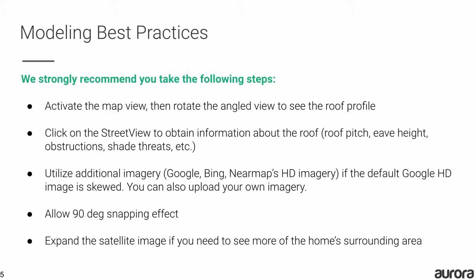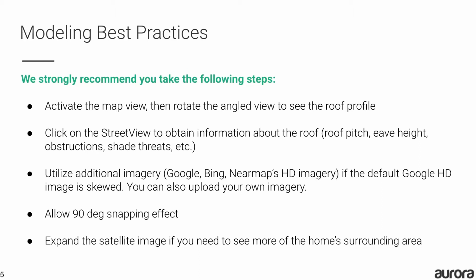You'll also want to take a look at the different imagery sources you'll have access to, including Google, Bing, or Nearmaps HD imagery. You can also upload your own high quality imagery, say from a drone, and then use our ruler tool to scale that custom imagery to the site. The same goes for new construction. So if you have your own design plans or blueprints, you can upload those drawings and scale them using the ruler tool within Aurora as well.